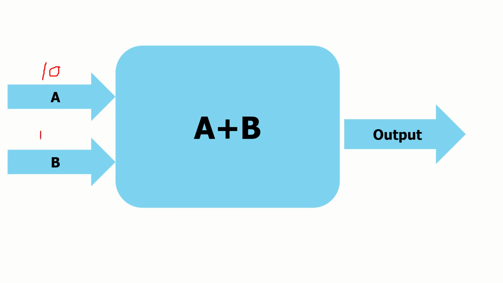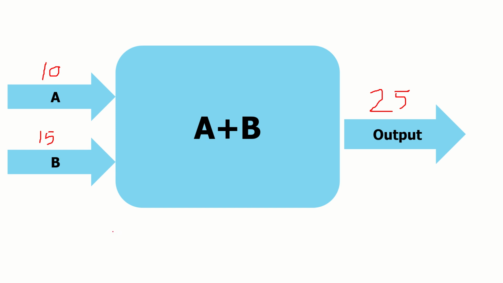And another input, suppose here 15. So a is 10, b is 15. Then if we add 10 and 15, what will we get? We will get 10 plus 15 is equal to 25. So here 10 and 15 are inputs. This system or function in the program will add, and it will give us 25 as an output.